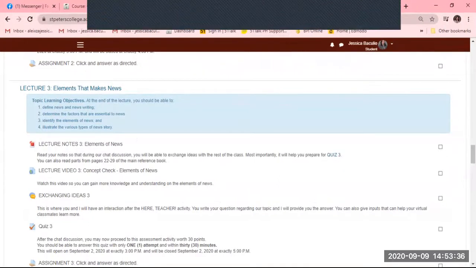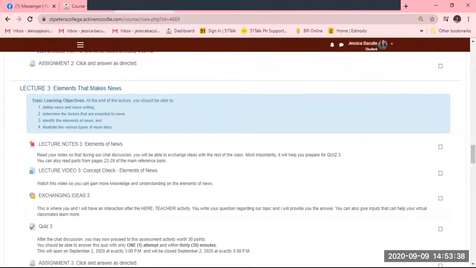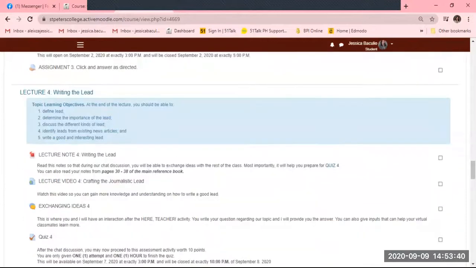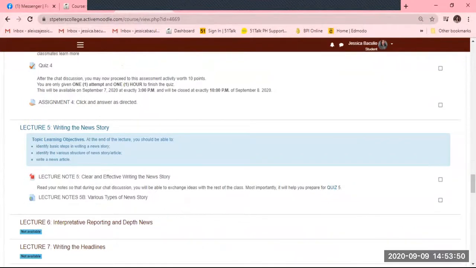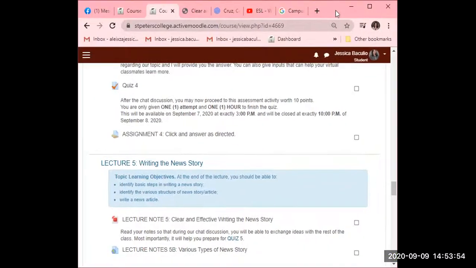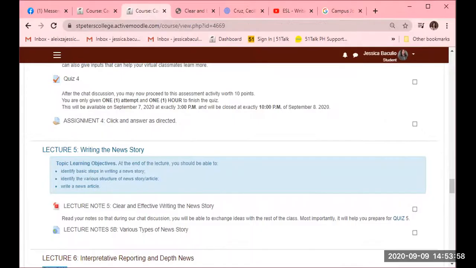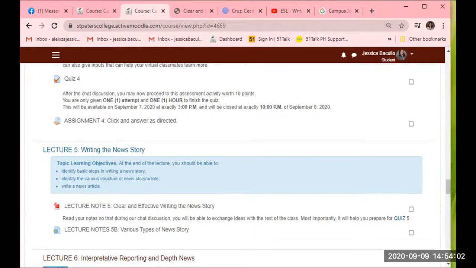of course, information required for the news. And so on. We also have tackled in lecture 4, writing the lead. The lead is actually the star of your news story or your article, any type of article, specifically your news article, because it will be the first thing that your readers will read from your news.